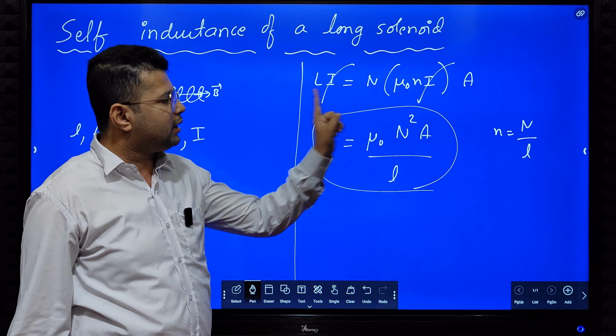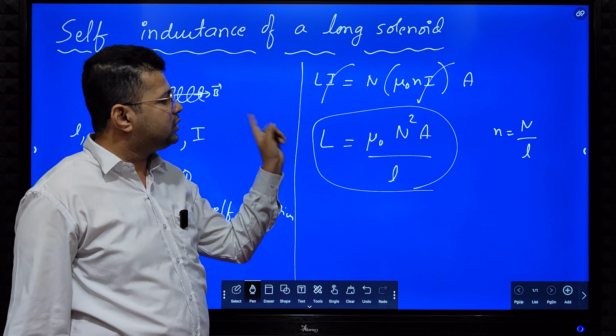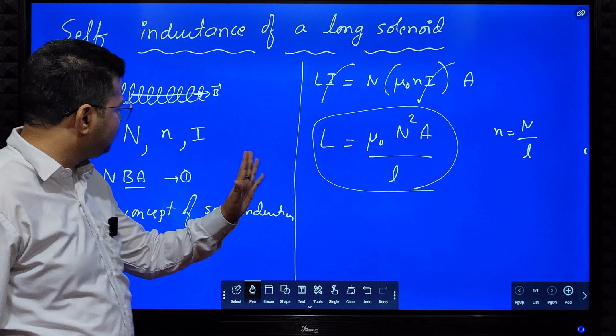Self-inductance of a solenoid is directly proportional to area of cross section, directly proportional to square of the number of turns, and inversely proportional to the length of the solenoid. This is a very, very simple derivation.